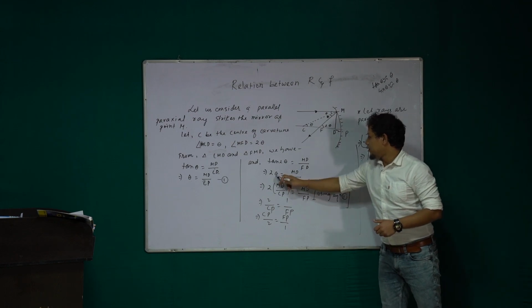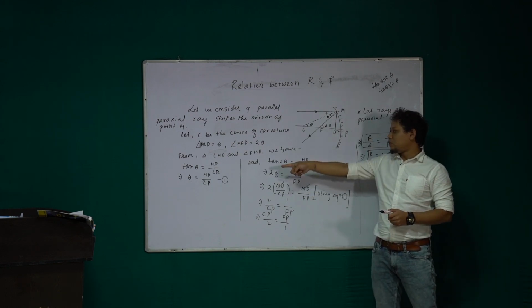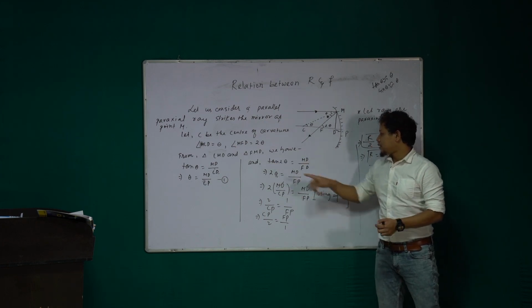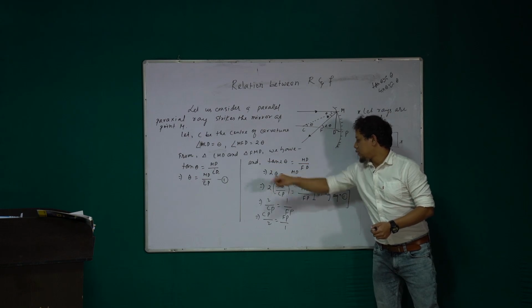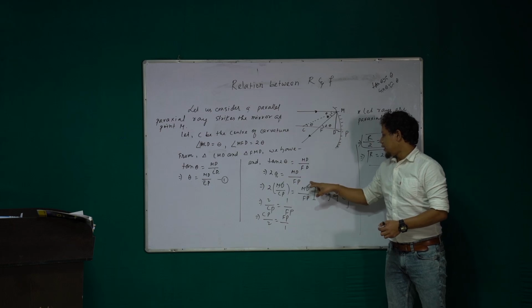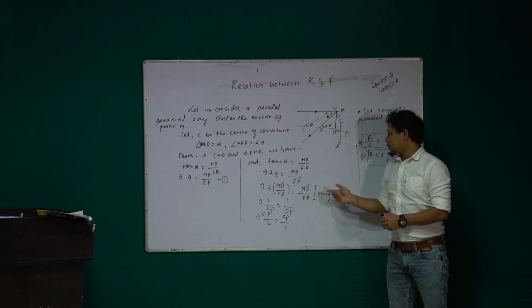We got the value of theta. If you check equation number 1, theta equals MD divided by CP. So in the next step, I'm replacing the value of theta using equation 1, MD divided by CP. You see, MD we can cancel out, so I cancel out MD divided by MD.